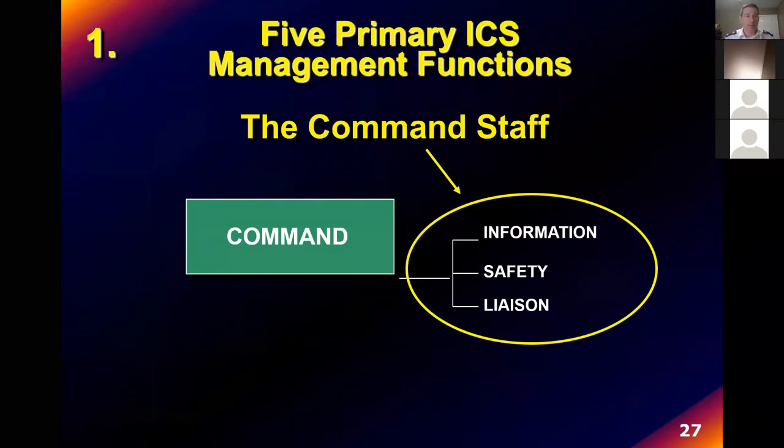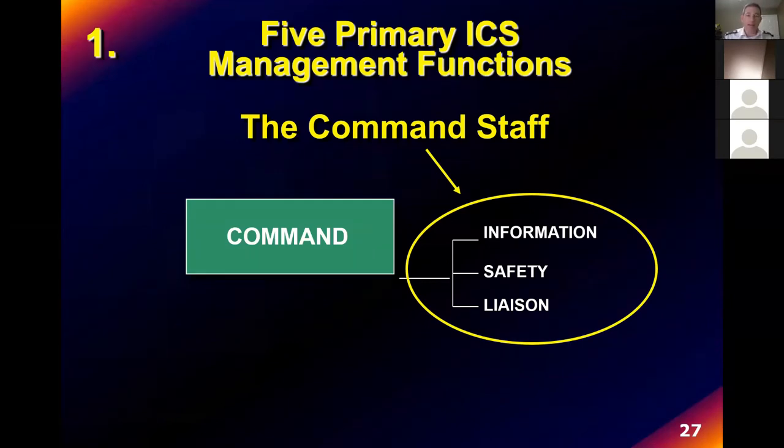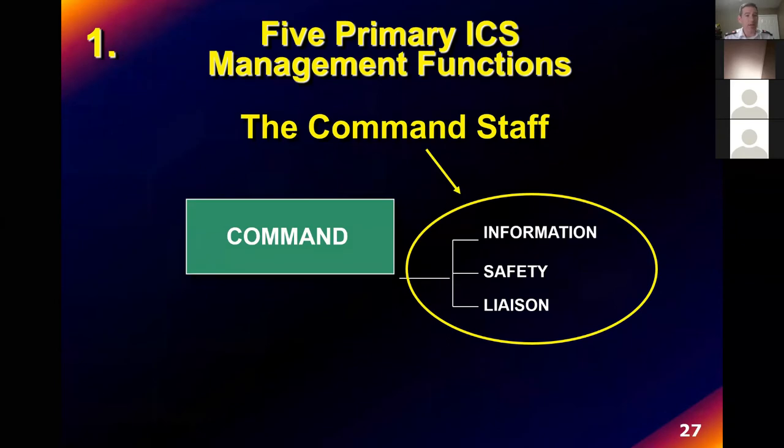So again, these functions are going to be the responsibility of the incident commander unless delegated. And what we call these are the command staff. All right, remember that this is the command staff. When they're delegated to someone else, so if we put somebody in the position, the person is called an officer. So again, like I said, the information officer, the safety officer, the liaison officer are all part of this command staff.